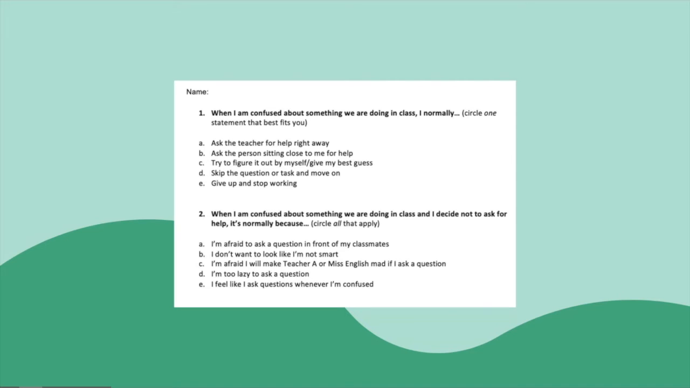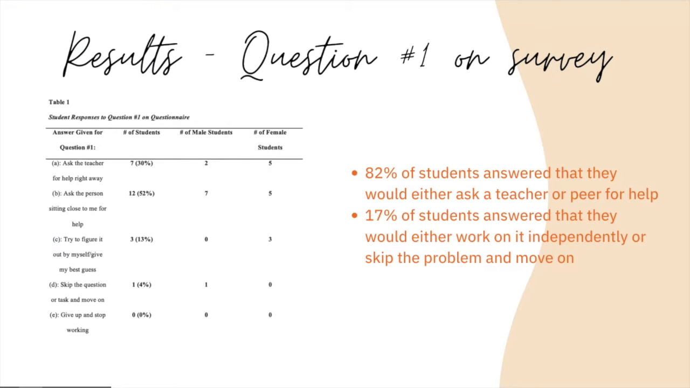The second question is, when I'm confused about something we're doing in class and I decide not to ask for help, it's normally because, and they could choose any of the statements that they agreed with. They could circle all that applied. So when they're confused about something and they do not ask a question, why is that? What's holding them back? Here are the results for that questionnaire.